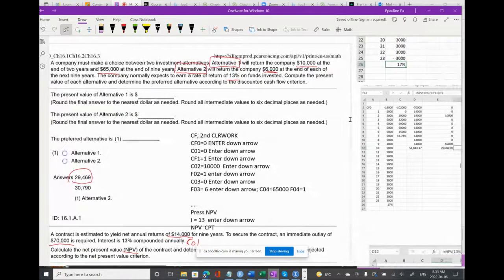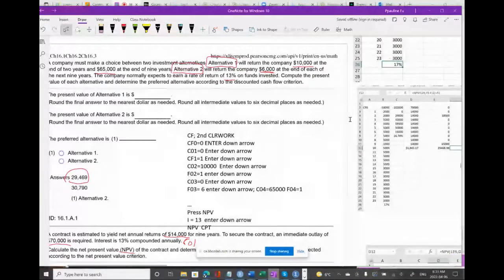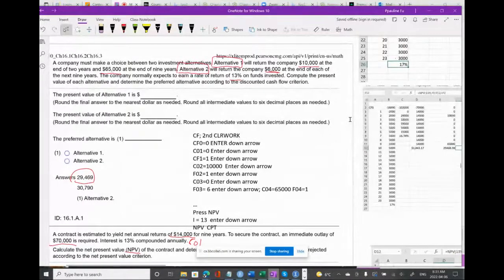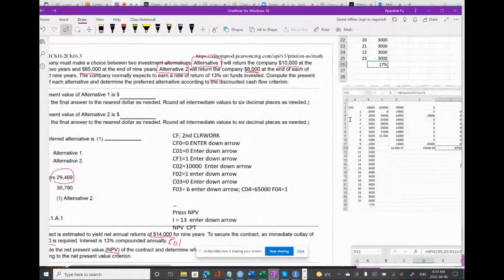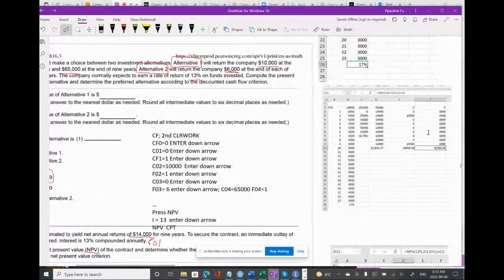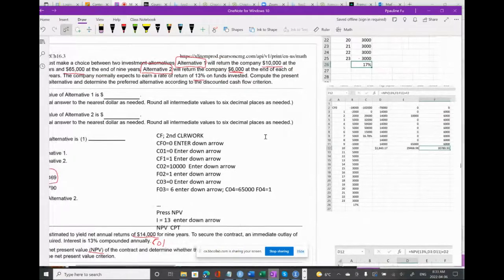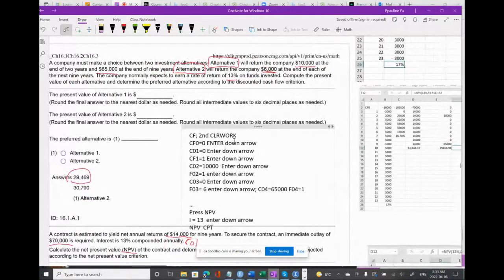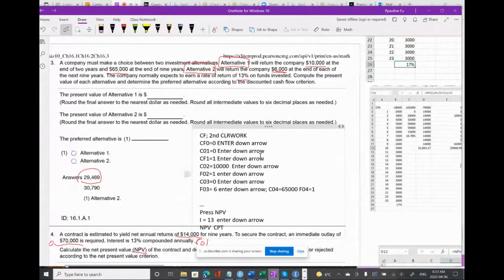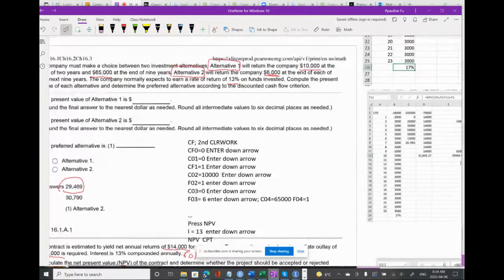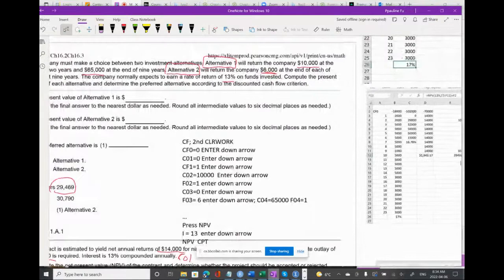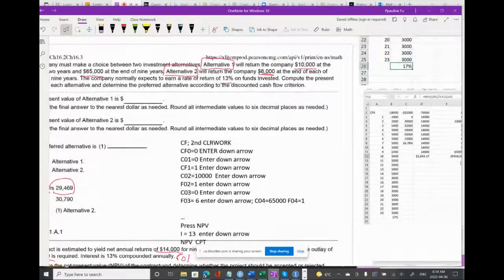Okay, so for this one, I will also try to use two methods. One method is Excel. The second method is the calculator CF function. So let me introduce the Excel method first. Let me try to make this font bigger, maybe just maximize this screen.